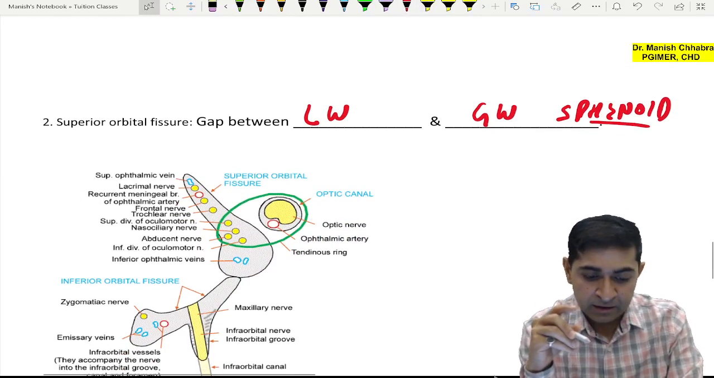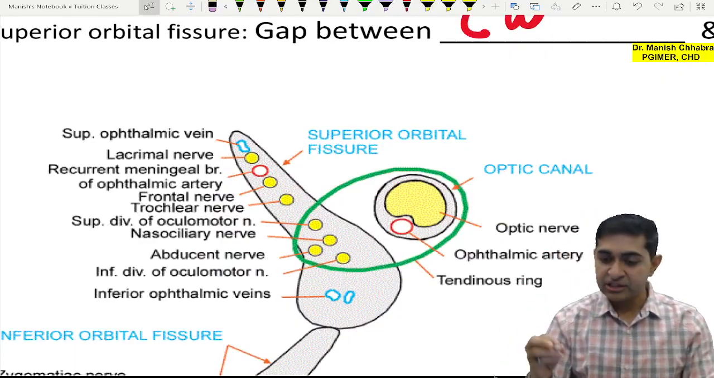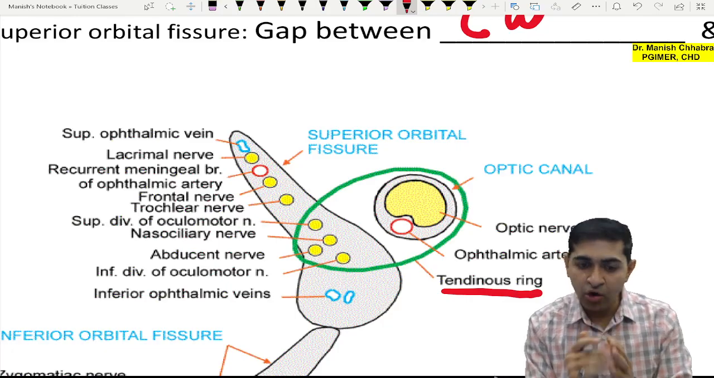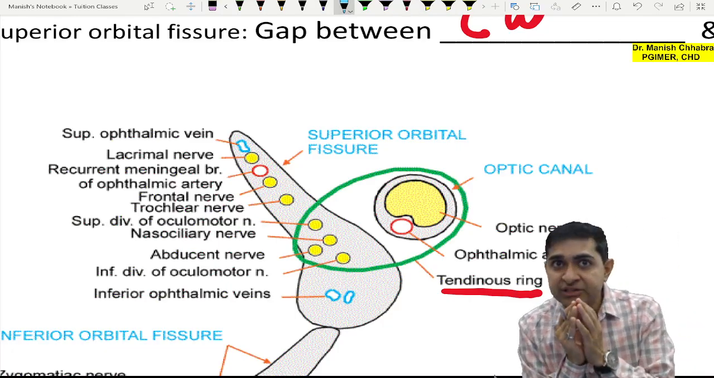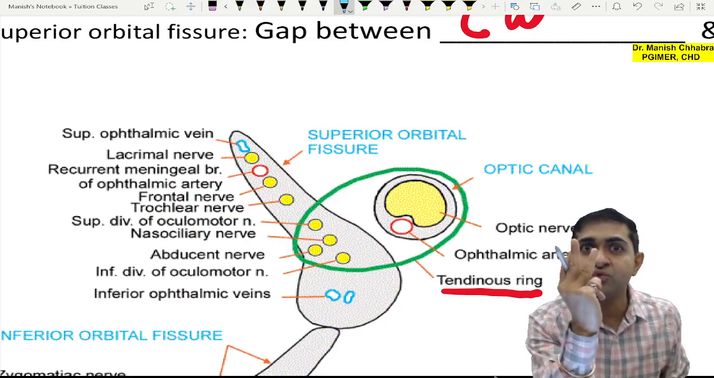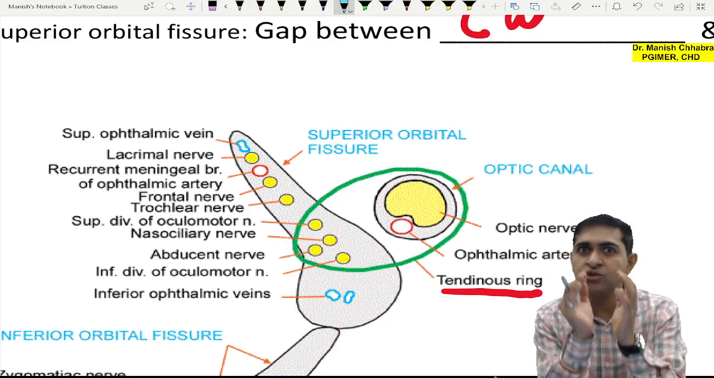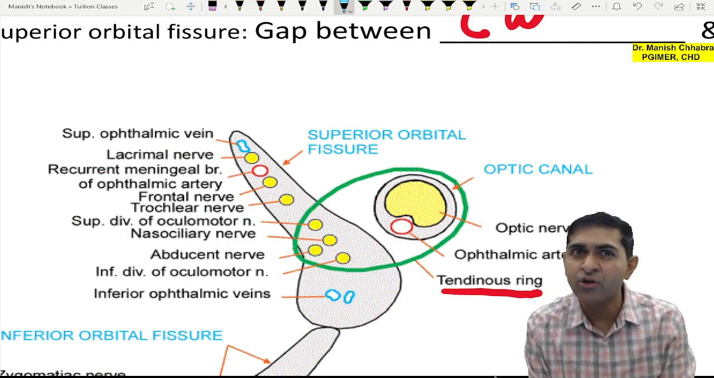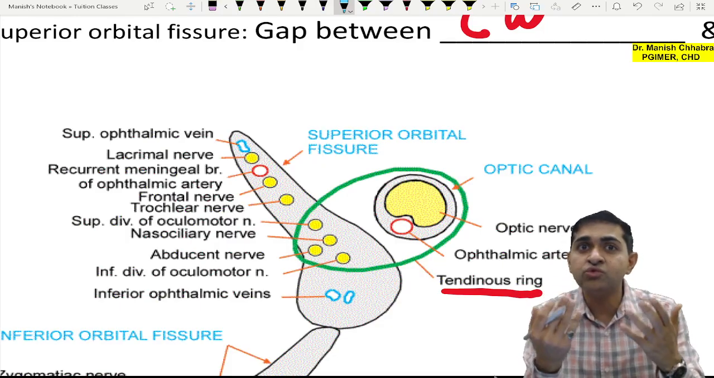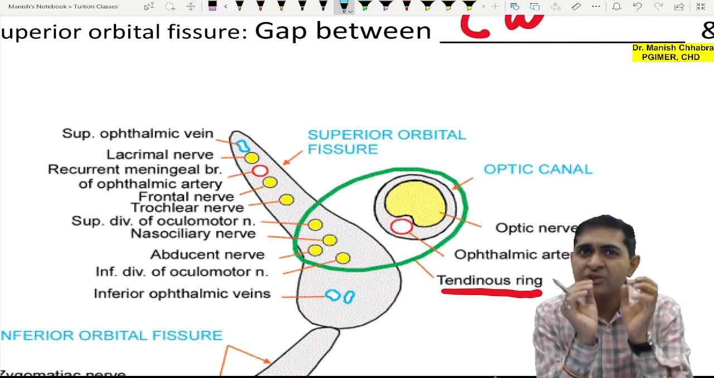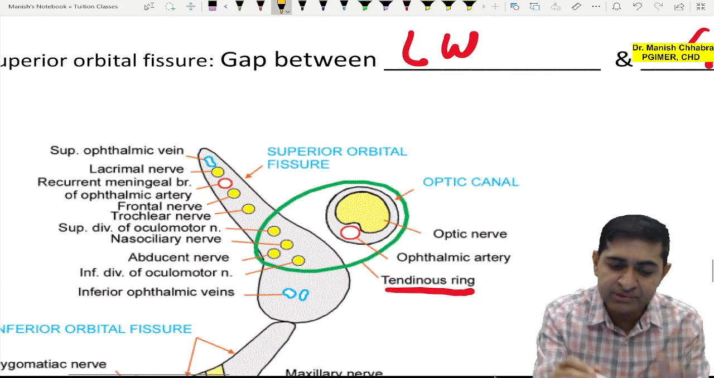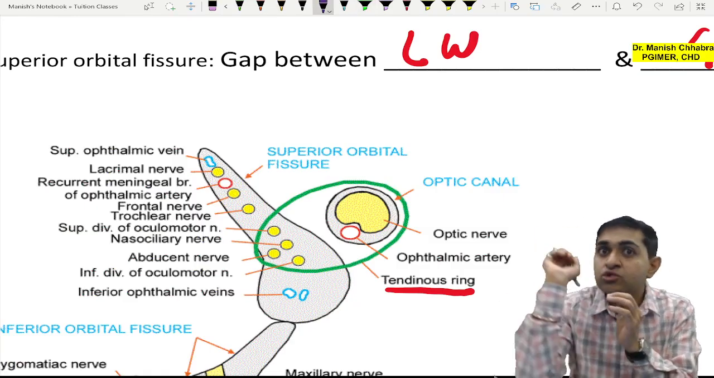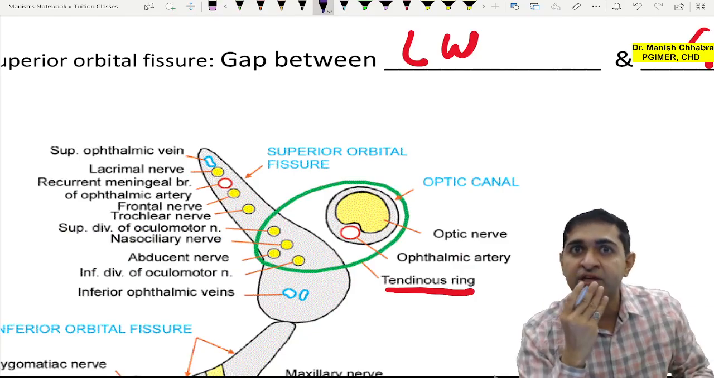sphenoid. Now there is the central common tendinous ring. This central common tendinous ring divides the superior orbital fissure into three parts. I again repeat, this central common tendinous ring, it divides, it is a very fibrous ring. What is its relevance? It gives origin to the rectus muscles. So there are 6 extraocular muscles, out of which 4 are rectus muscles. So it divides superior orbital fissure into superior part, the middle part and the inferior part.